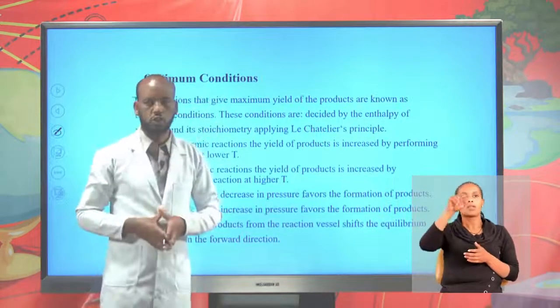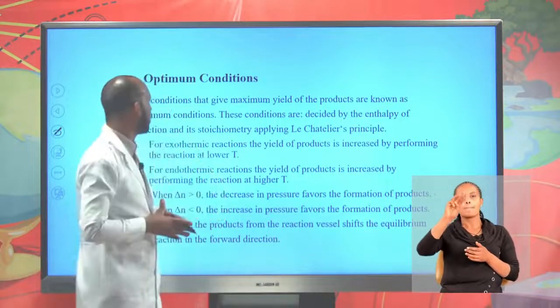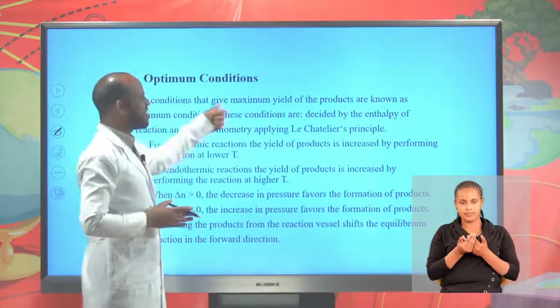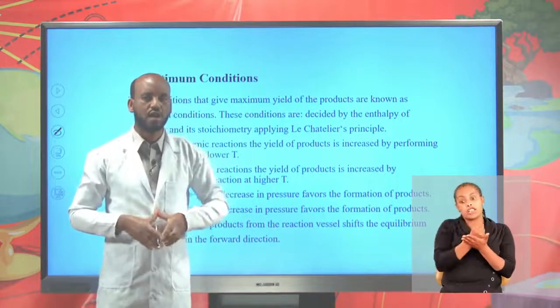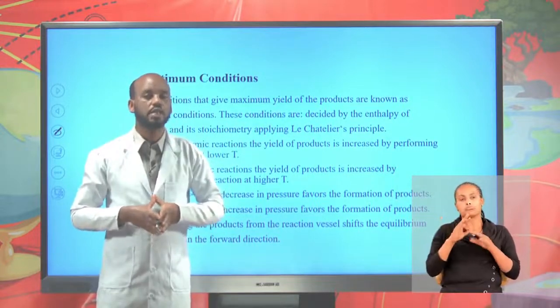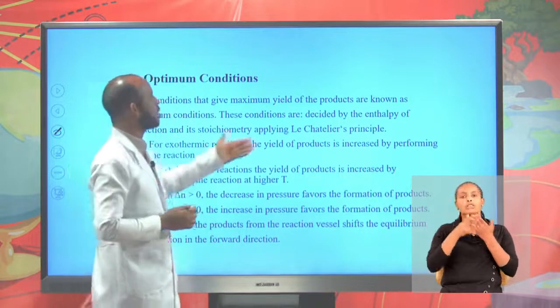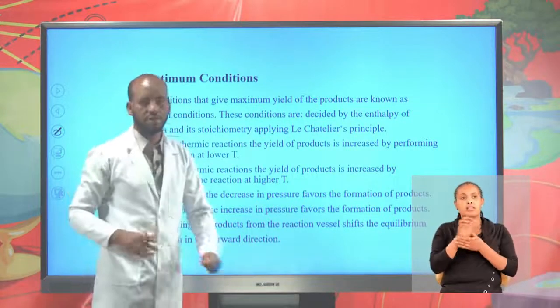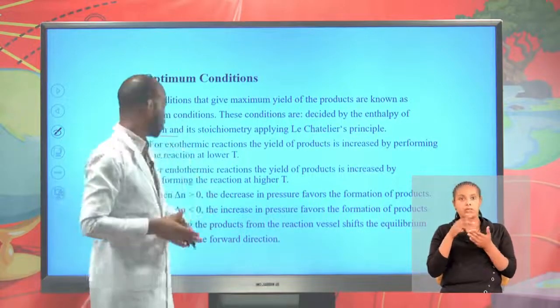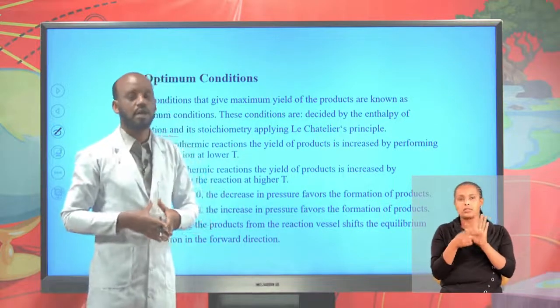Optimum conditions. The conditions that give the maximum yield of the products are known as optimum conditions. These conditions are decided by the enthalpy of the reaction, or heat of the reaction, and the stoichiometry of the reaction.